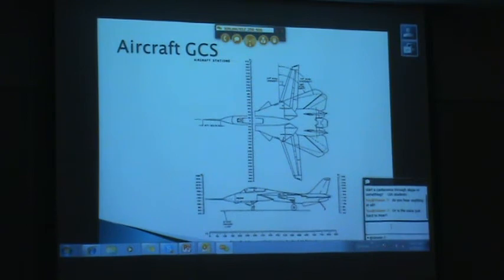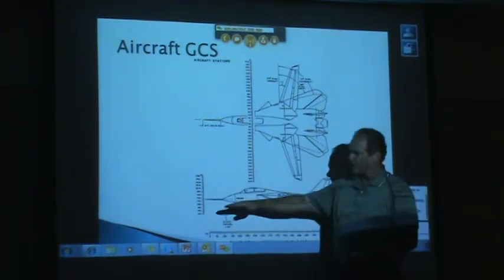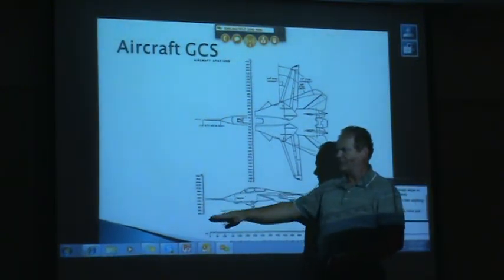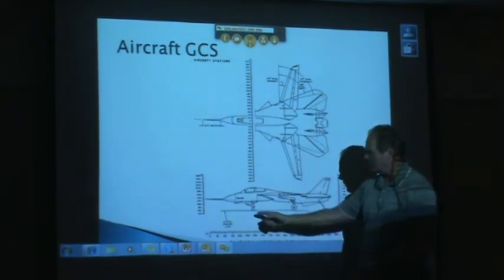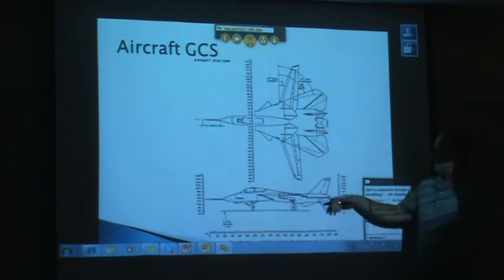The exact same kind of global coordinate system is in the aerospace industry. If you look at this, they have water lines that run from the ground up. They have station lines that run the length of the airplane, and then they have butt lines.